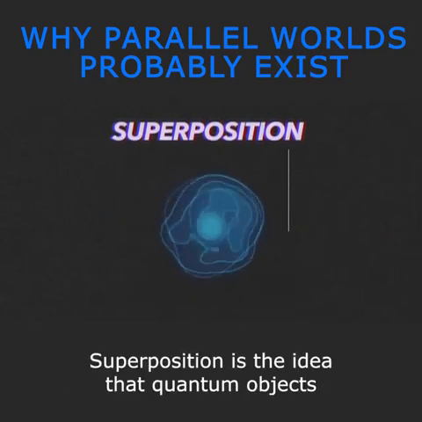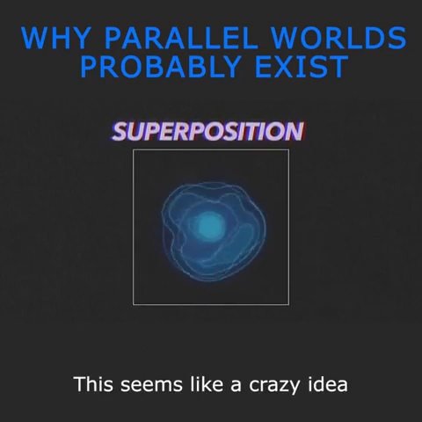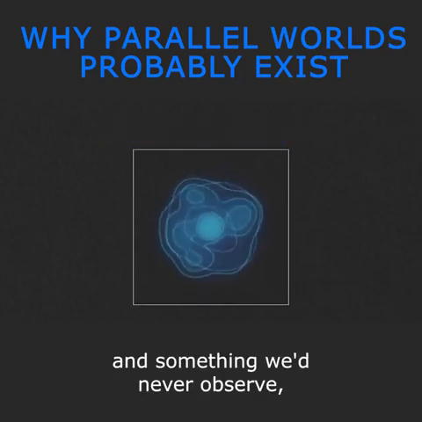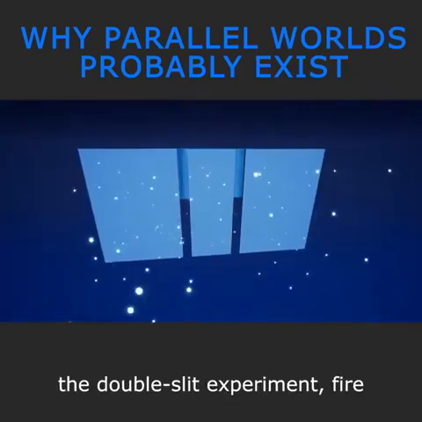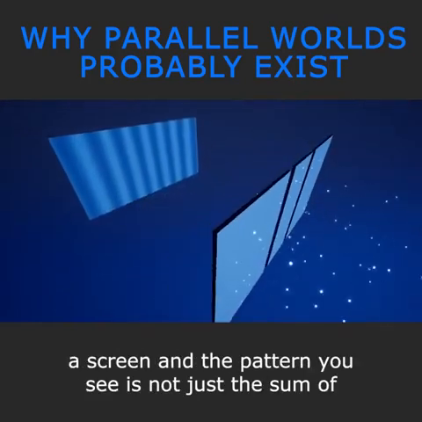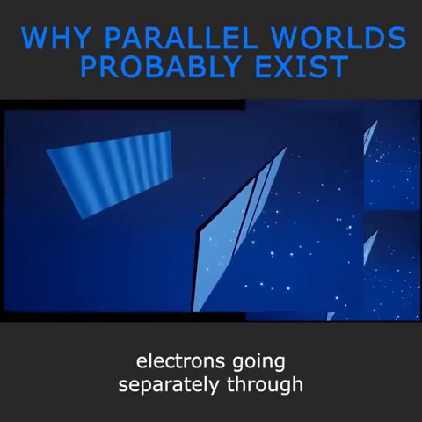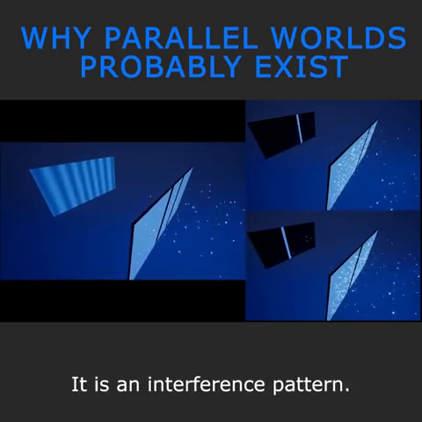Superposition is the idea that quantum objects can be in two different states at the same time. This seems like a crazy idea and something we'd never observe, but we do indirectly with the double slit experiment. Fire individual electrons through two slits at a screen, and the pattern you see is not just the sum of electrons going separately through one slit and the other slit. It is an interference pattern.